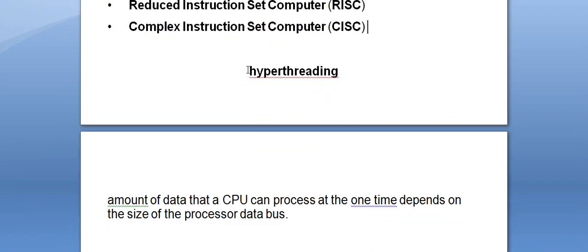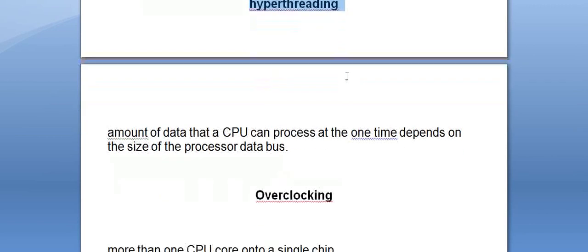Then hyperthreading. I want to tell you about hyperthreading. It's a technique where the CPU is modified, and it basically enhances the performance of the CPU. If you ever hear of hyperthreading a CPU, it's just something that enhances the CPU's performance. That's what hyperthreading is.